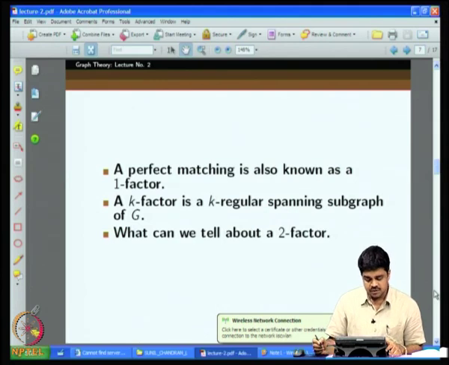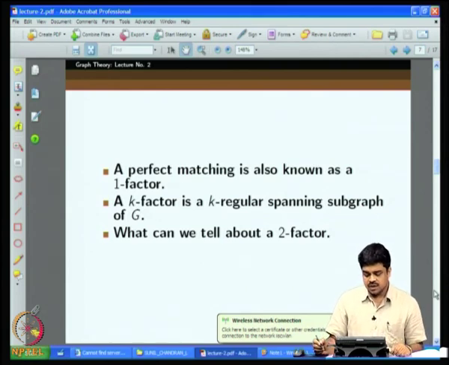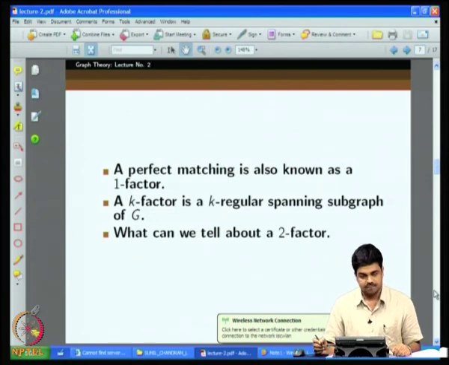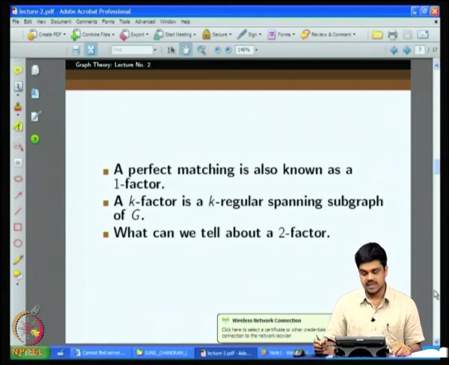When I say one factor, you may be thinking there should be a two factor also. Yes, there is a two factor, there is a notion of three factor, there is a notion of k factor in fact. What is a k factor? A k factor is a k regular spanning subgraph of G. So there are two words coming here, regular, k regular. What do I mean by k regular? k regular means the degree of each vertex in the graph is k.